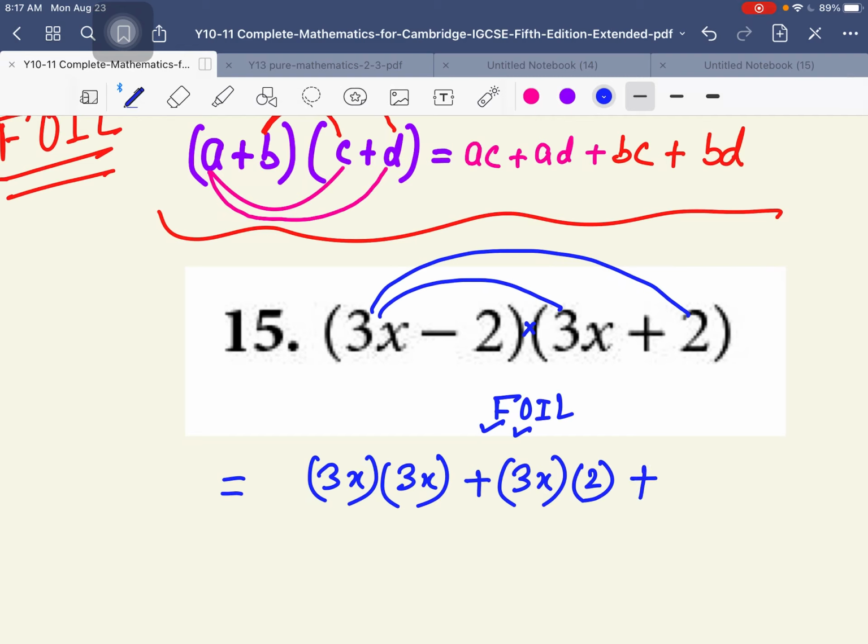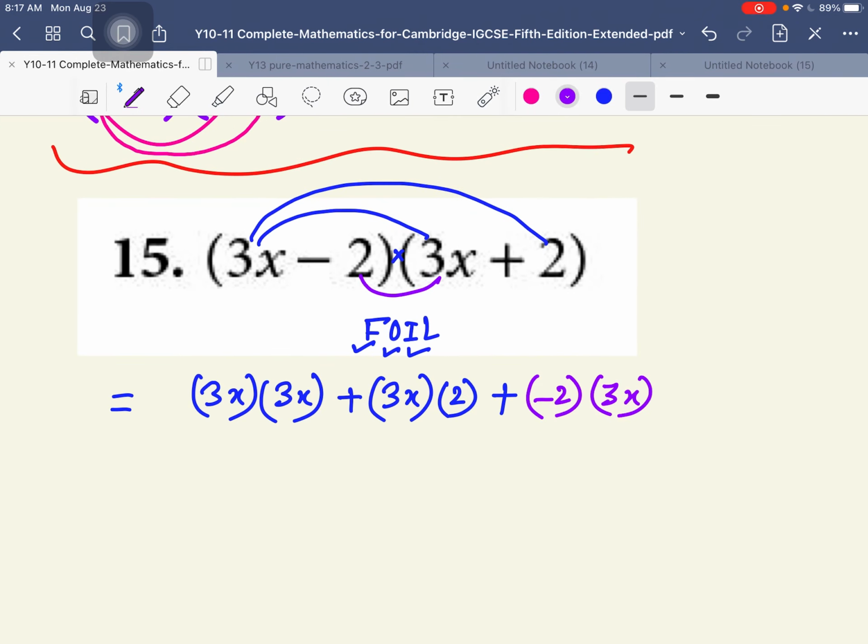then a plus symbol. I stands for the inner terms. The inner terms are negative 2 and positive 3x. Negative 2, in brackets, times 3x. Then we have the last terms. The last term of the first bracket is negative 2, of the second bracket positive 2. So negative 2 times positive 2. What do we get now? Let's simplify.